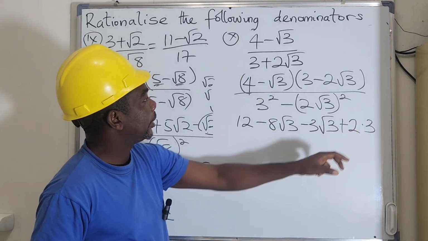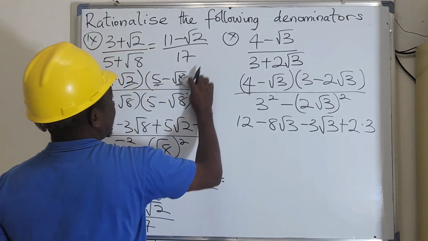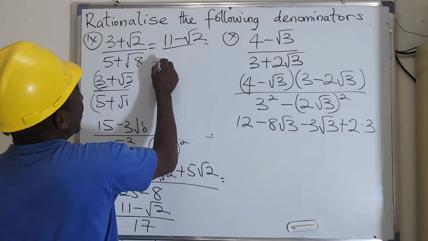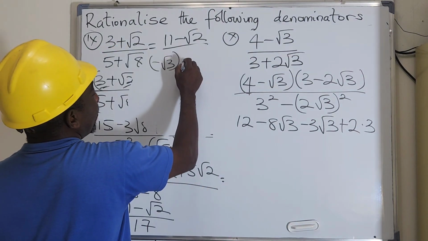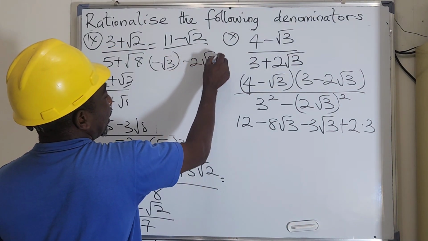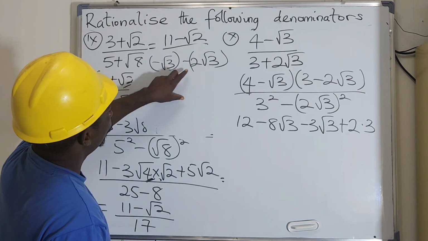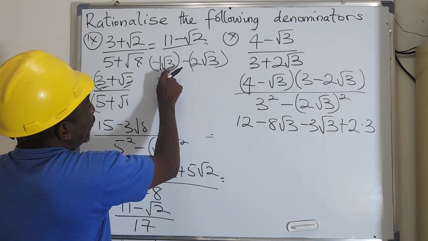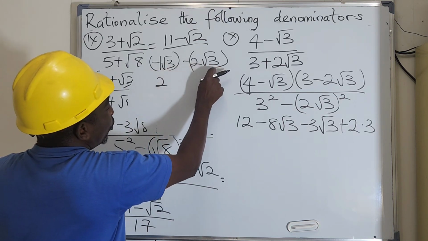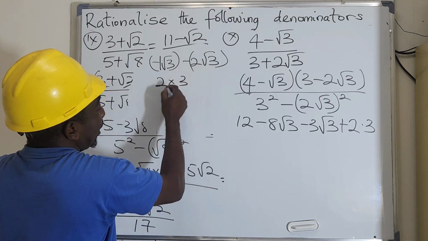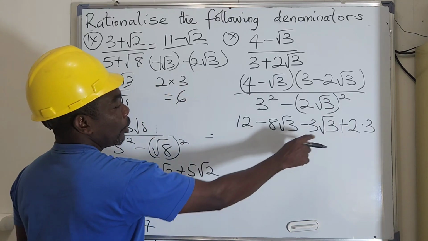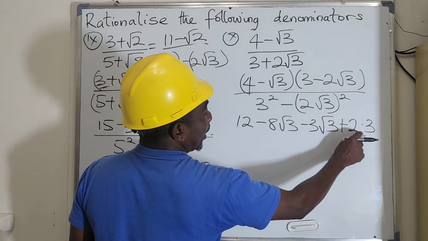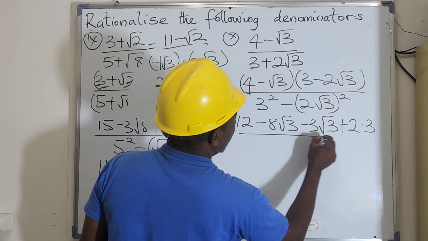Let's expand that out: minus root 3 times minus 2 root 3. This will become 2, it's the same thing as 1 times 2, which is 2. Then root 3 times root 3 is 3. So this becomes 6. That's why we have 2 times 3. That will become 6, all over.